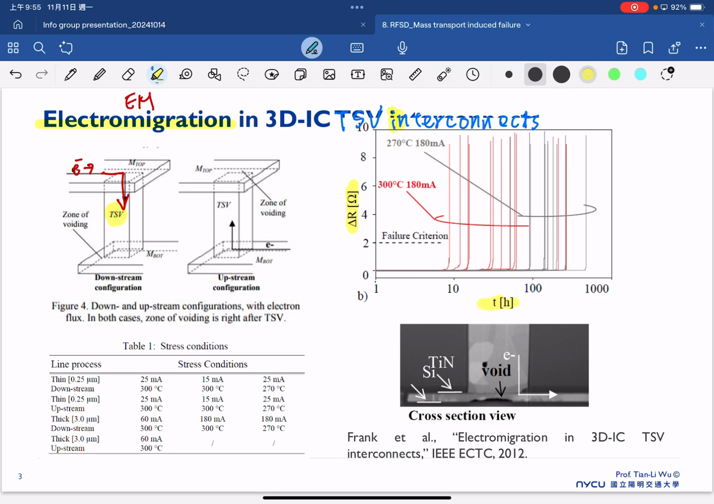At 300 Celsius degrees, if we stress our interconnection line with 180 milliamps, after a certain moment the resistance suddenly increases. That means our TSV got some problem, which is why the resistance increased hugely. On the other hand, this is 270 Celsius degrees stress at 100 milliamps. We also suffer the same issue, but because of lower current and lower temperature, you need a longer time to start to see the increase of this resistance here.